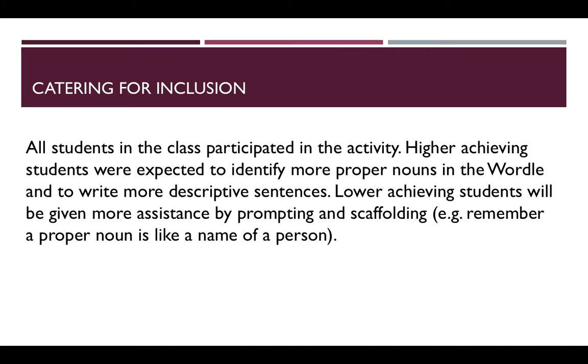So in terms of inclusion, all students in the class participated in the activity. Higher achieving students were expected to identify more proper nouns in the Wordle and to write more descriptive sentences. Lower achieving students will be given more assistance by prompting and scaffolding. So for example, remember, a proper noun is like a name of a person.